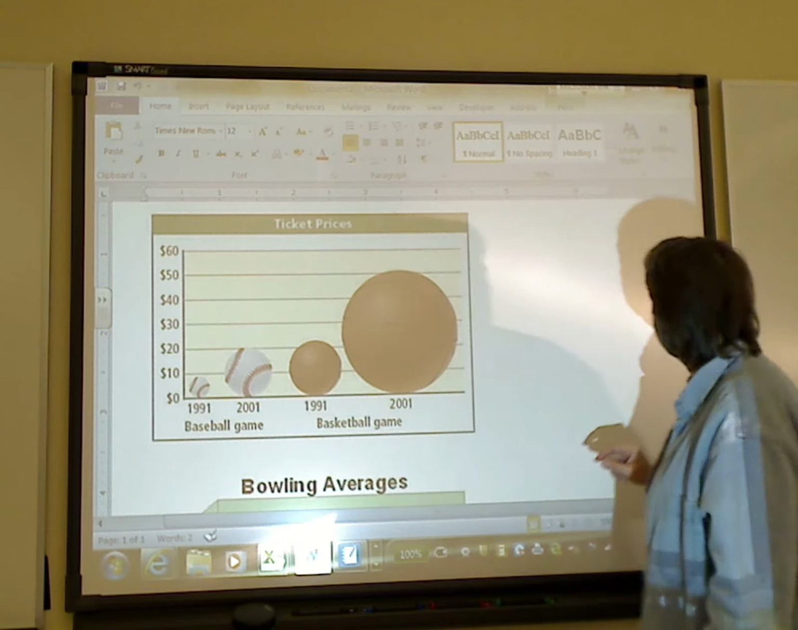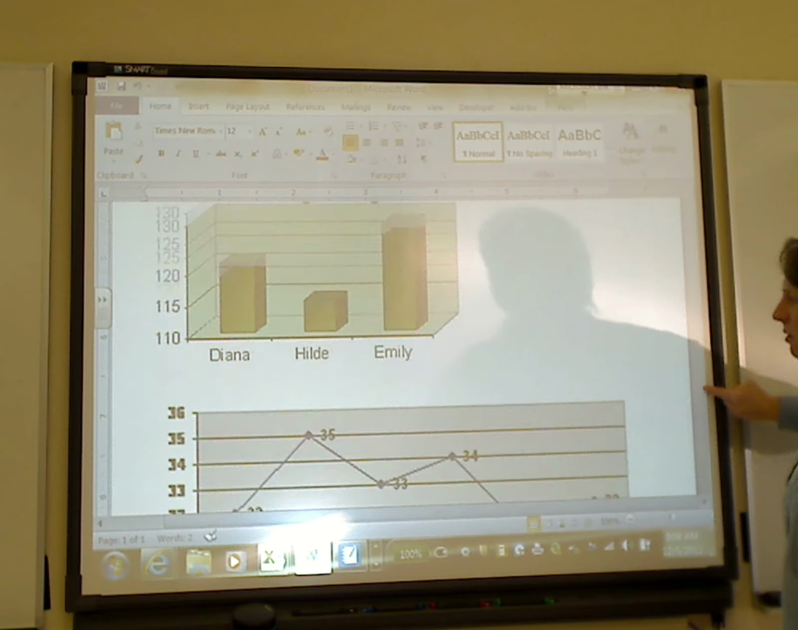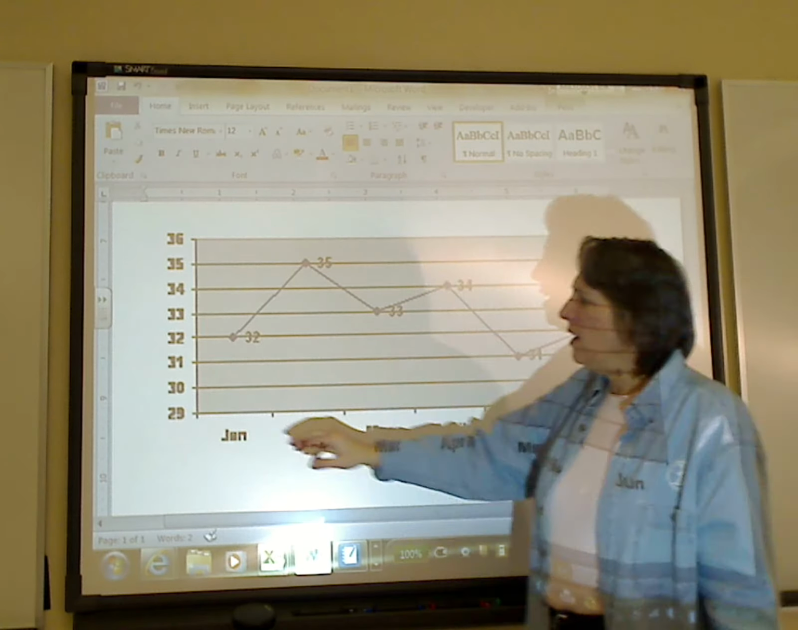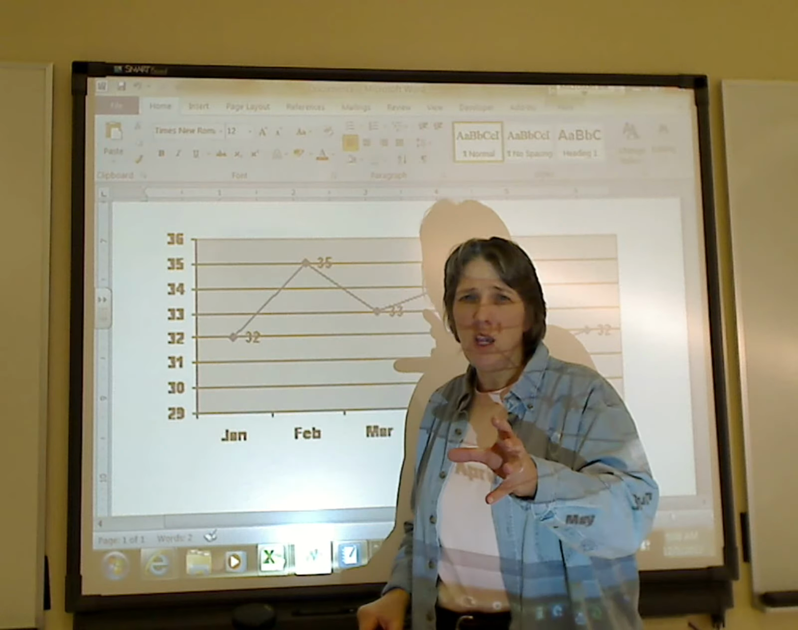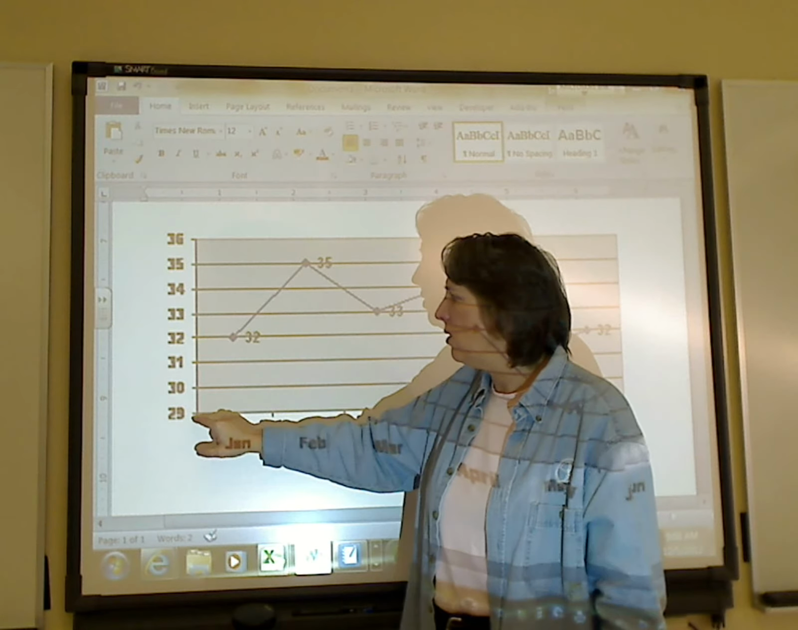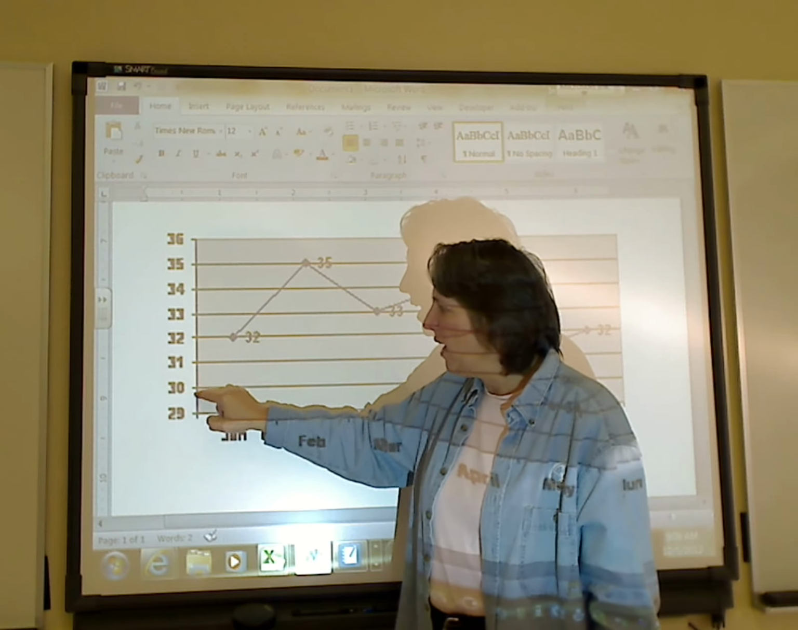Now, what usually happens if it's not a pictograph, when they do start at 0, you have to be careful. Sometimes they start at 0, and the examples they gave you in the book start at 0, and then they start counting, and then they put this break in the axis.